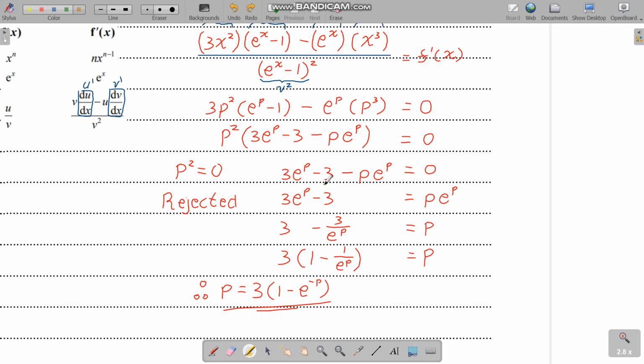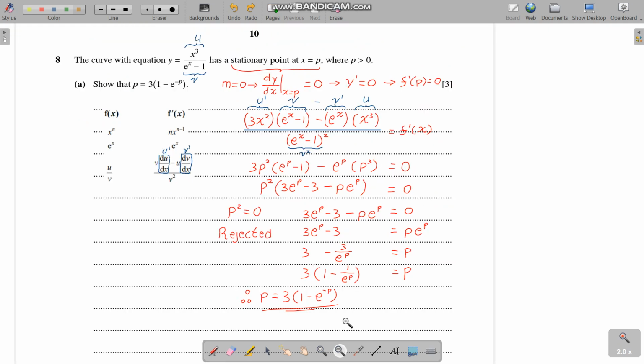And we can pull out the 3 as well here. 3 times 1 is back to this, and 3 times this is back to this. We're just factoring out the 3. And 1 over means the negative power, so we use e to the negative p, which is the form we need to prove.